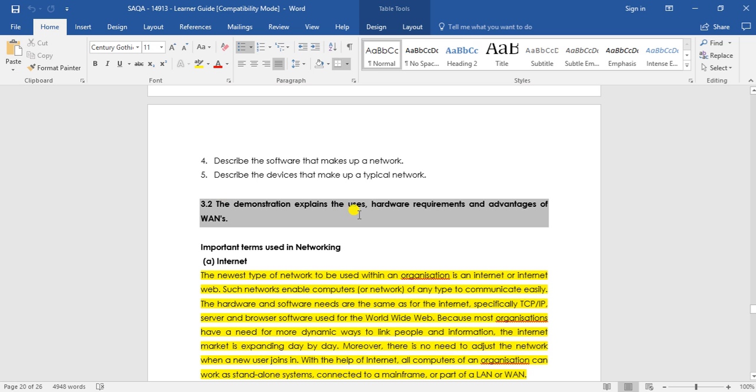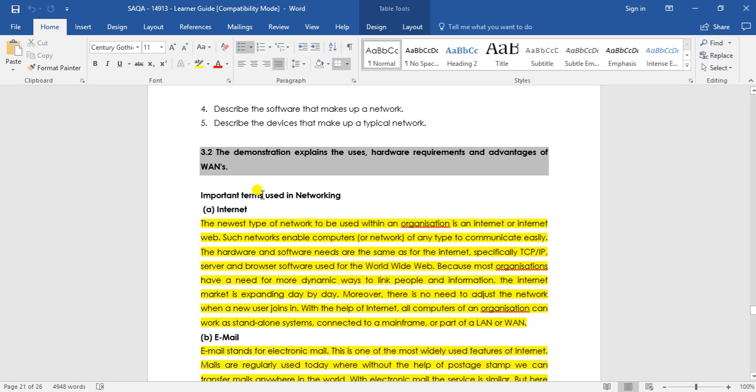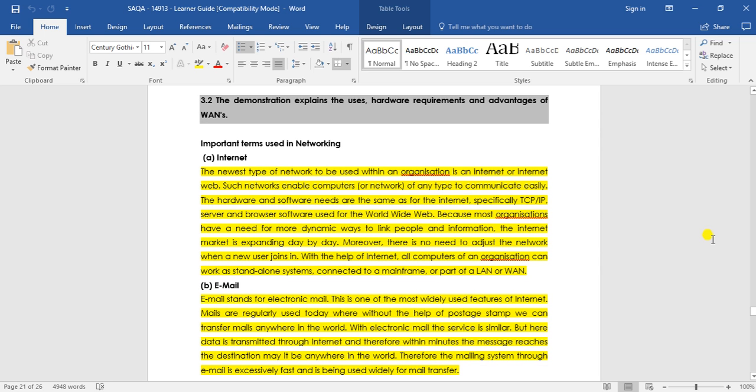This demonstration explains the uses, hardware requirements, and advantages of WANs. Important terms used in networking: intranet. The newest type of network to be used within an organization is an intranet or internet web. Such networks enable computers or networks of any type to communicate easily. The hardware and software needs are the same as for the internet, specifically the TCP/IP server and the browser software used for the World Wide Web.